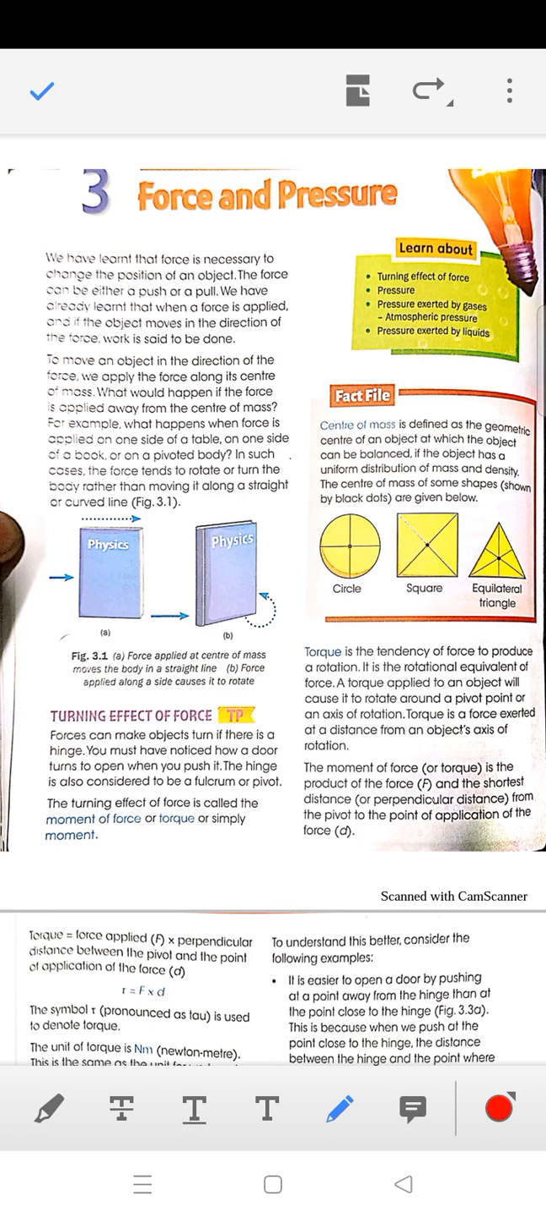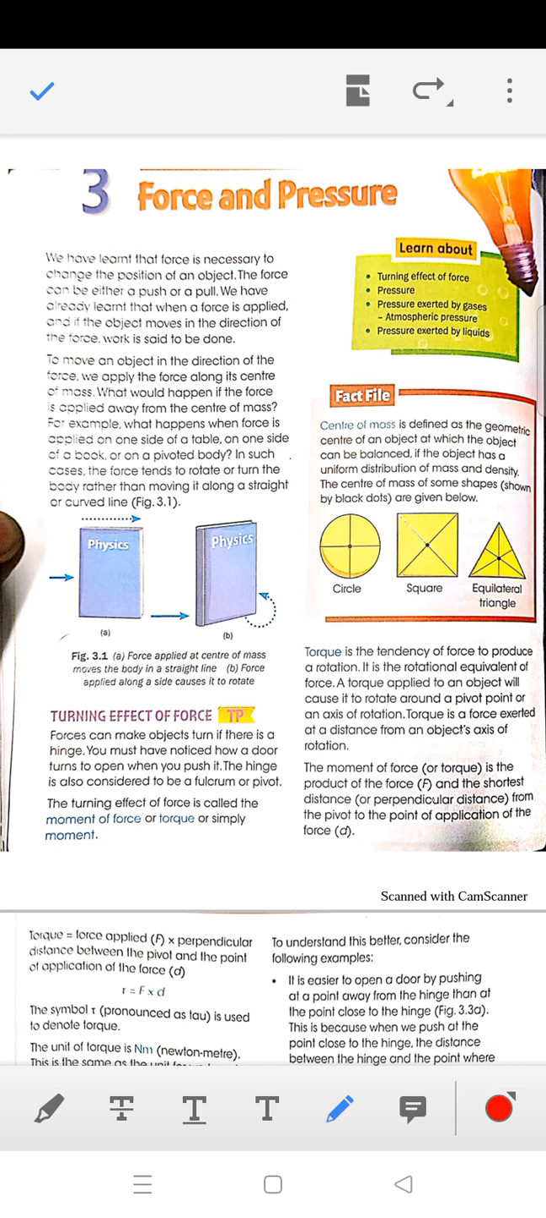Hello students, today we are going to start new chapter 3. The name of the chapter, as you can see, is force and pressure. We have learnt in lower classes what is force.